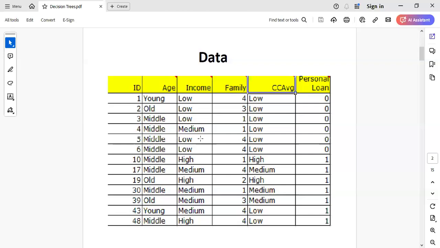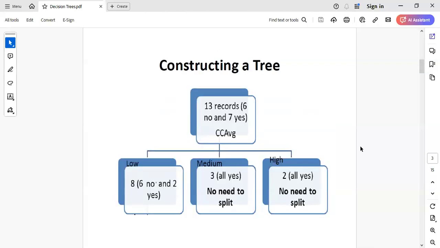If you go to the number of records, we have total 13 records. And how these 13 records are classified, look into the personal loan column. The personal loan column has 13 records. Out of that, the first 6 records are 0, that is no, and the last 7 records are yes, that is 1. So these 13 records are classified into 6 no and 7 yes records. That is how the CC average total column is built.